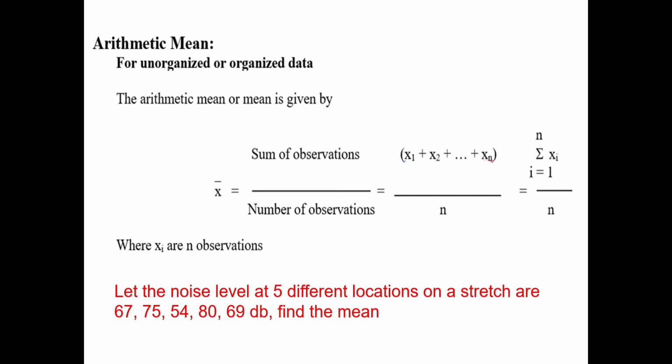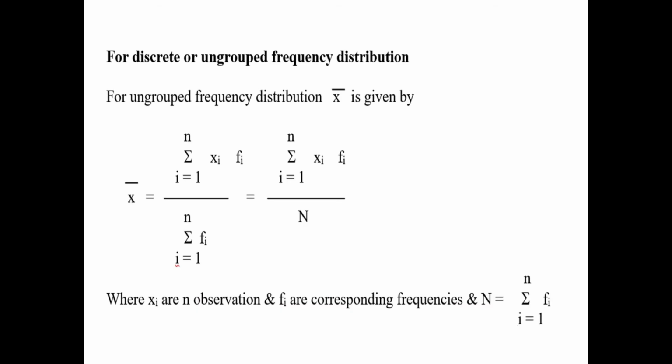So here the mean comes out to be 69. For discrete or ungrouped frequency distribution, the formula is given by x bar equals the summation, i going from 1 to n, of x_i f_i, divided by capital N. Capital N is the total frequencies and f_i is the frequency related to that particular class.